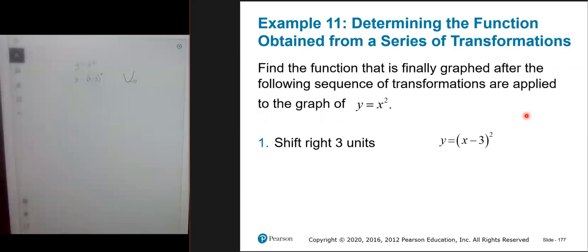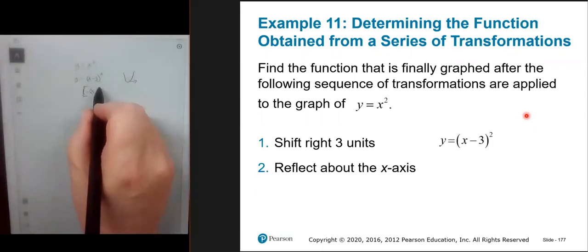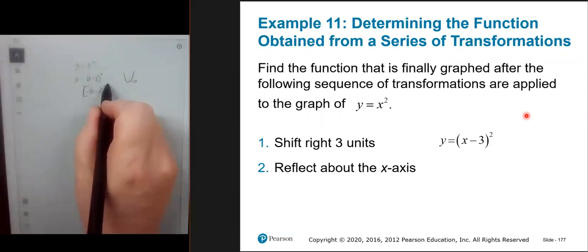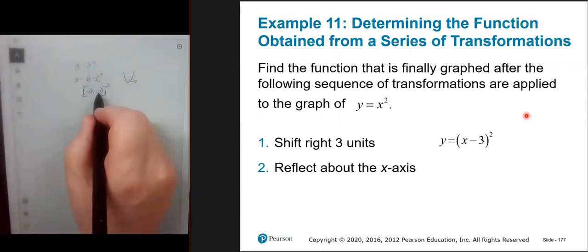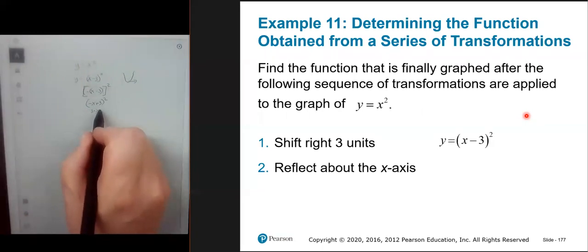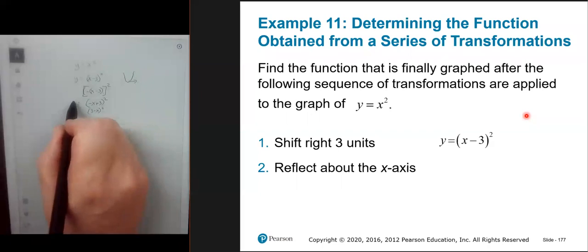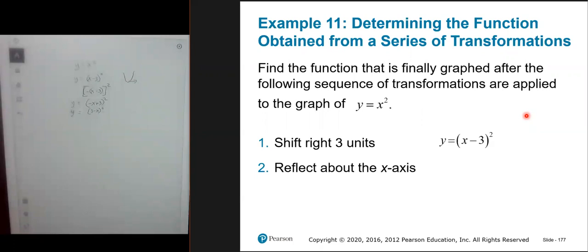And there we have it. Okay. So a reflection across the x-axis. So that means I'm going to reflect what's inside here. When I take that negative sign inside, I get negative (x minus 3) squared, or I could write that as (3 minus x) squared. Either way would be correct, but I would tend to write it this way.